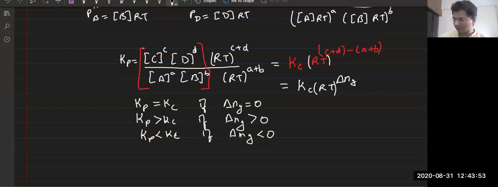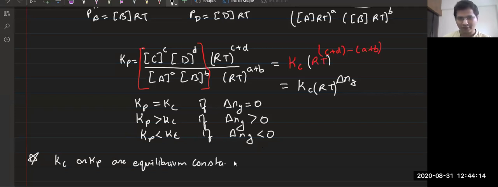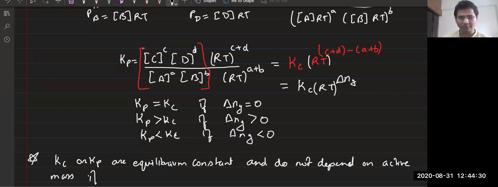Very good. Now, there's a point which I need to mention. Okay, I'll just write it. I've already told it, right? Kc or Kp are equilibrium constants and do not depend on active mass. It depends only on, tell me, it depends on what? Temperature, okay? So it depends on temperature.